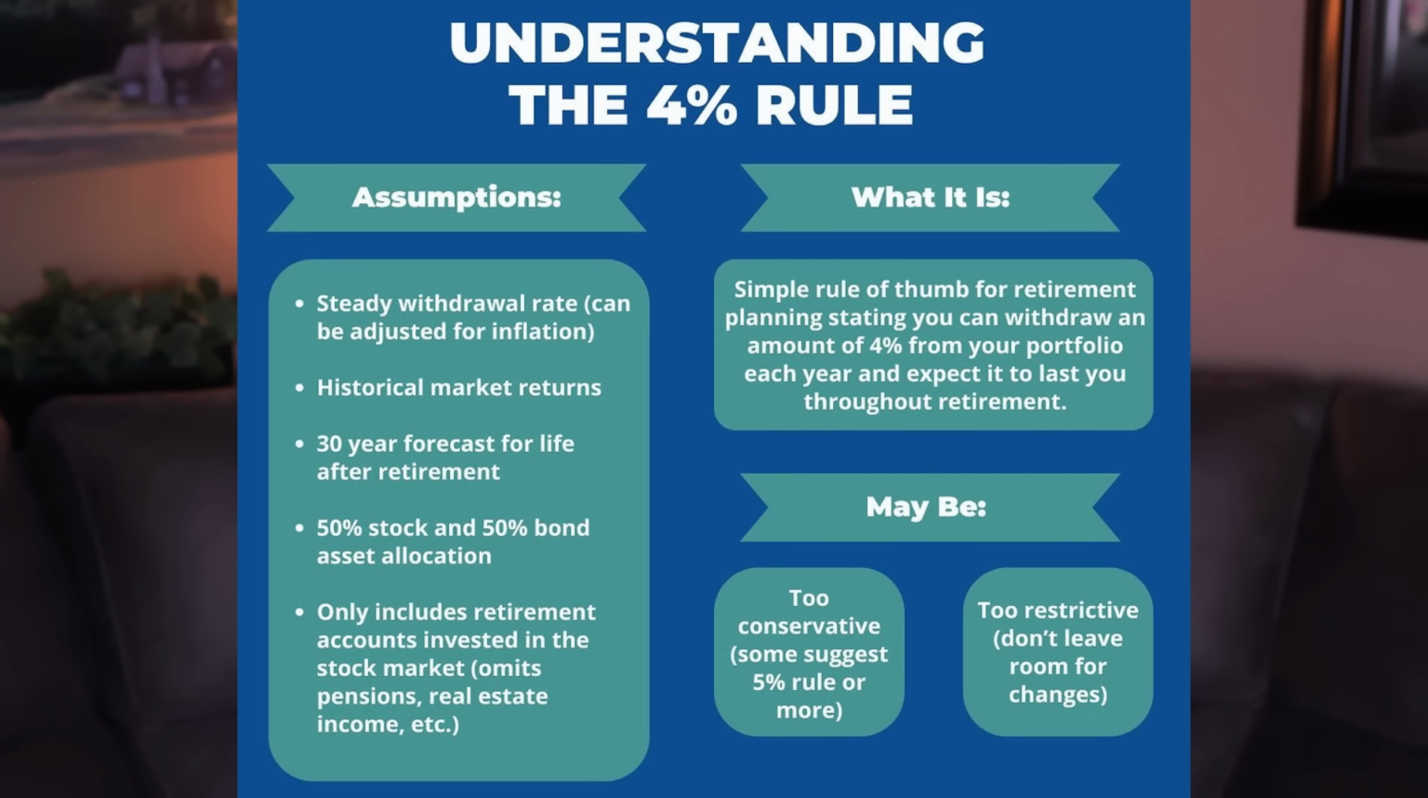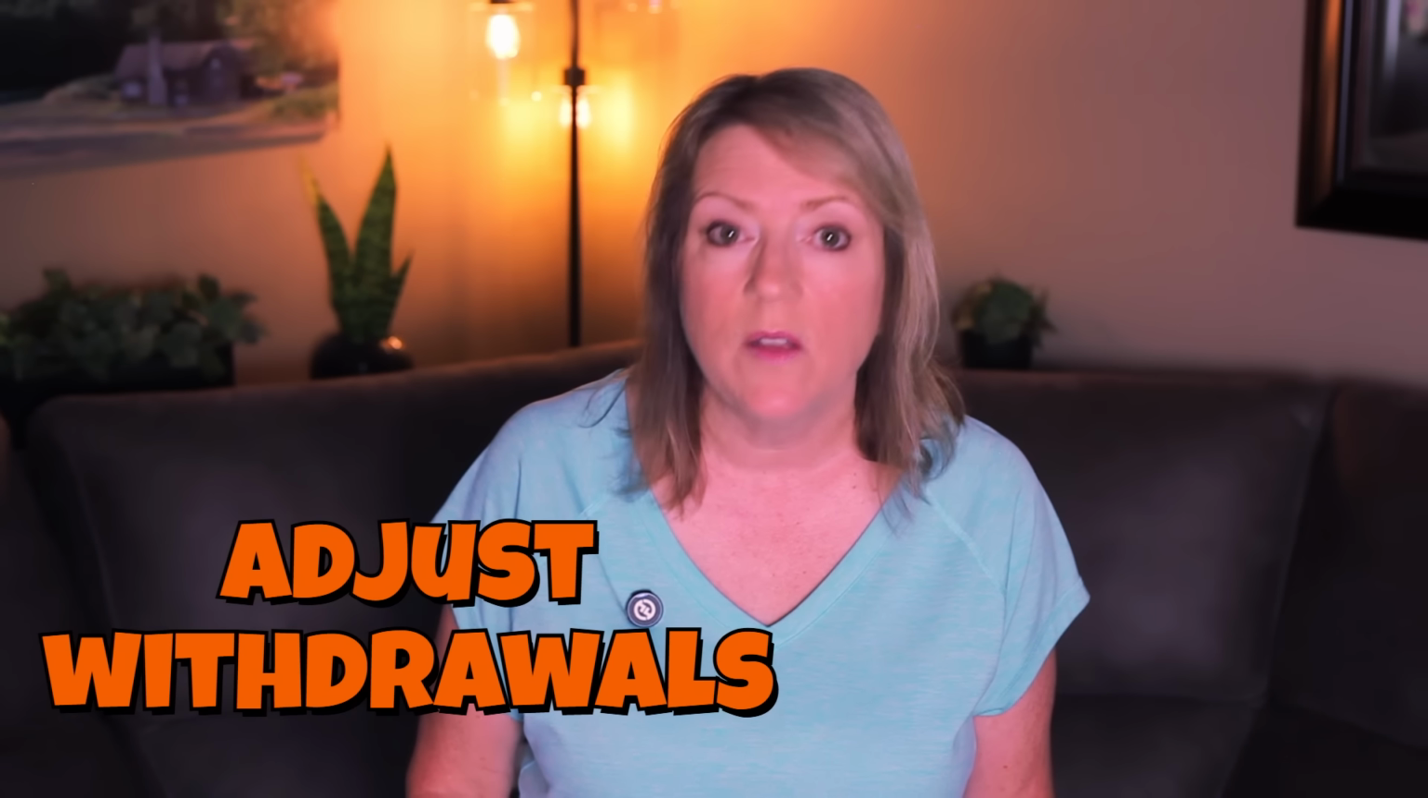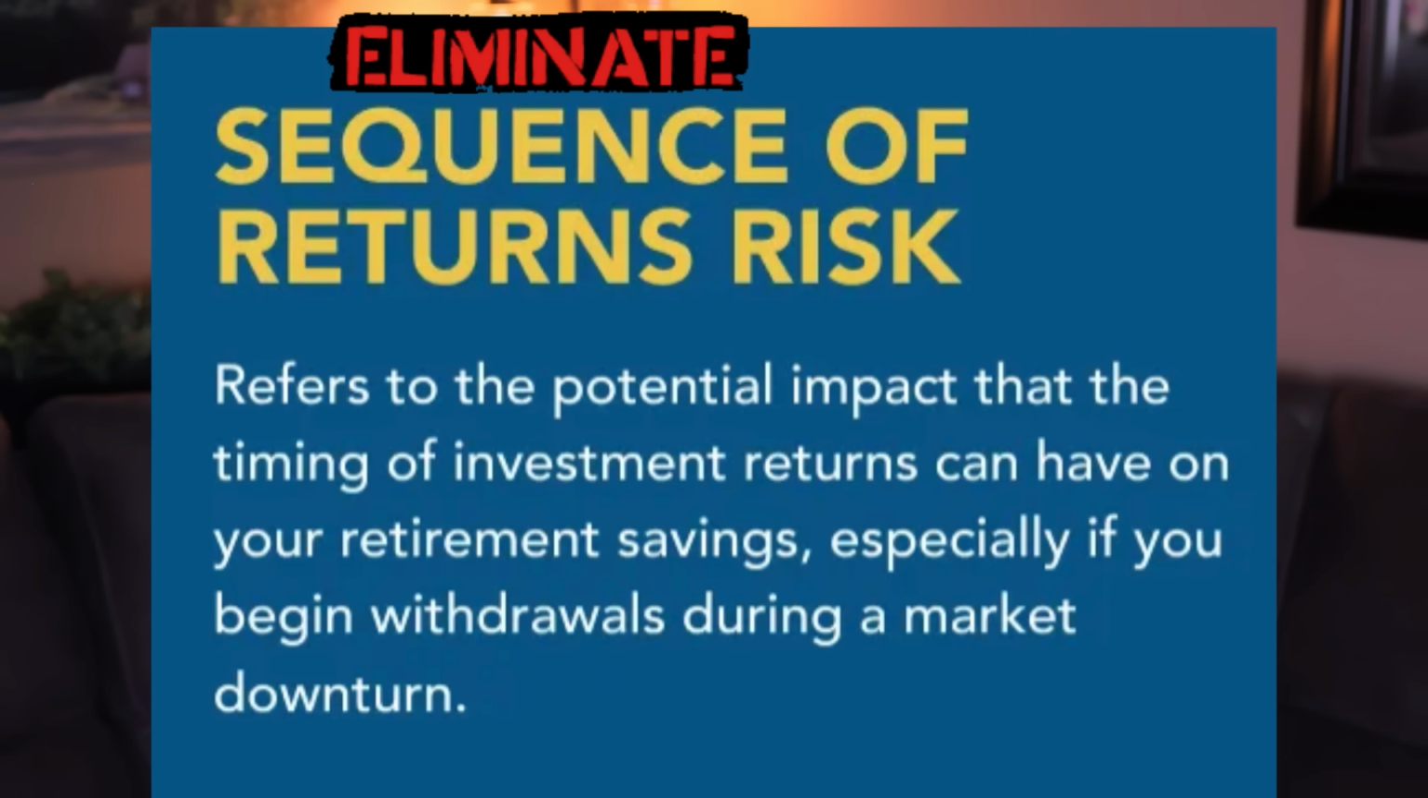The 4% rule is excellent for answering the question, how much do I need to retire? It's a planning tool. Variable percentage withdrawal is more of a spending tool. Once you're retired, it gives you a framework for adjusting withdrawals based on what's happening in real life. It eliminates the sequence of returns risk, where a bad market crash in early retirement derails your portfolio. It forces you to spend more rationally without waste or excessive risk in later years. There's no inflation adjustment because the withdrawal rate is a percentage of your portfolio.